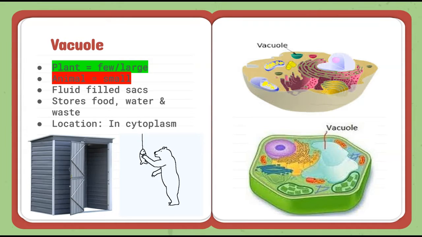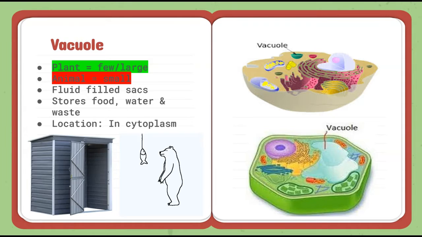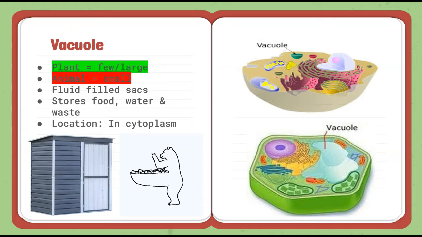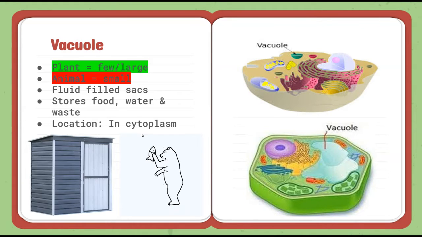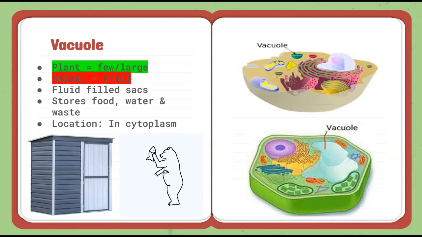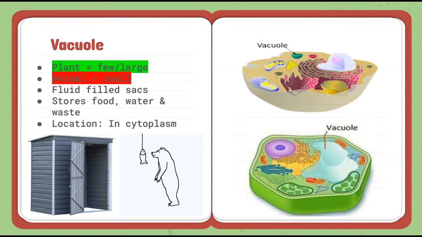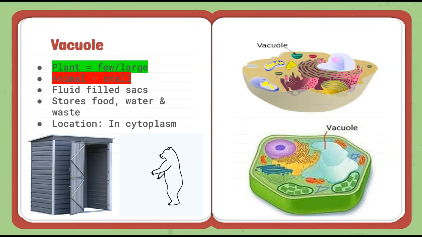The next is the vacuole. It is found both in plant and animal cells, but in plant cells there's usually only one, and it is very large. In animal cells, where they're not always found, they tend to be quite small. All it does is store food, water, waste, and whatever else the cell needs to have stored. That's the role of the vacuole.